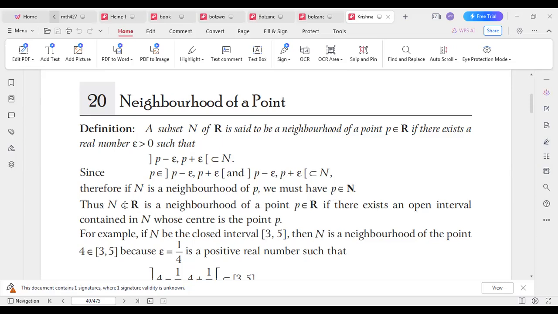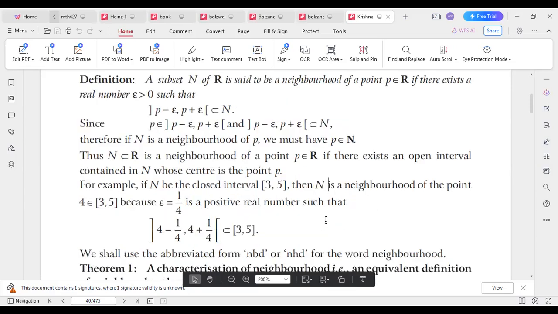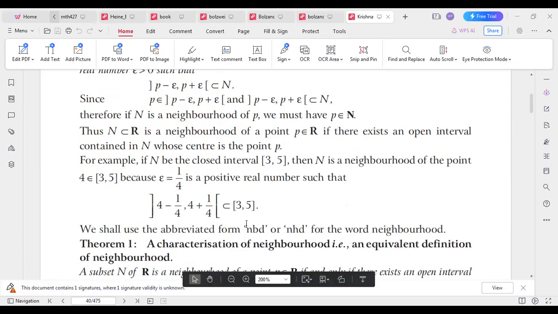Now, N, a subset of the real numbers, is a neighborhood of a point p belonging to N if there is an open interval containing p whose center is the point p, contained in N. For example, let N be a closed interval, and N is a neighborhood of the point 4 belonging to this interval, because epsilon equal to 1 by 4 is a positive real number, such that we can define it according to the definition.